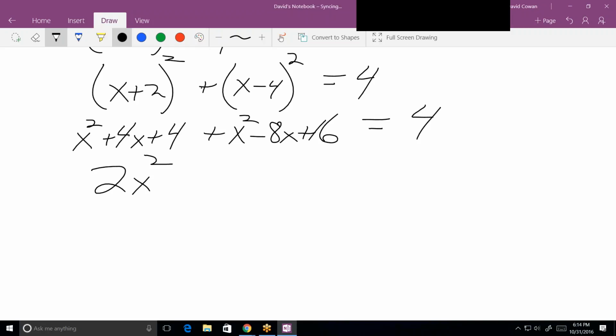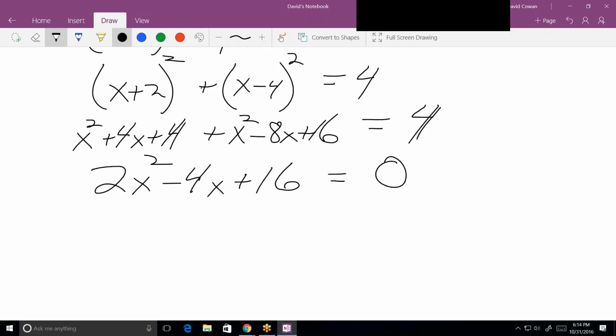Minus 4x. And the numbers? Plus 20. Okay, I can actually do that initially. Equals 4, so it's plus 16. Equals 0. Now, the reason I want 0 on the other side is because this looks like a traditional quadratic. And whenever you're trying to solve a traditional quadratic, you put 0 on the other side.